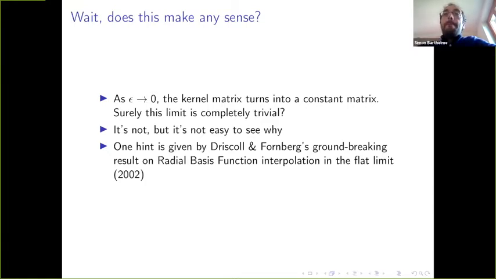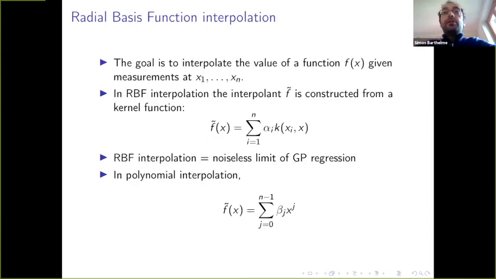Actually, this limit is much more interesting than it sounds, and there are several ways of seeing that. I think the historically most important one came from a result in approximation theory by Driscoll and Fornberg in 2002. This is a very influential result. Driscoll and Fornberg looked at what happens to Gaussian radial basis function interpolation as epsilon goes to 0. To be more precise, here's what they did.